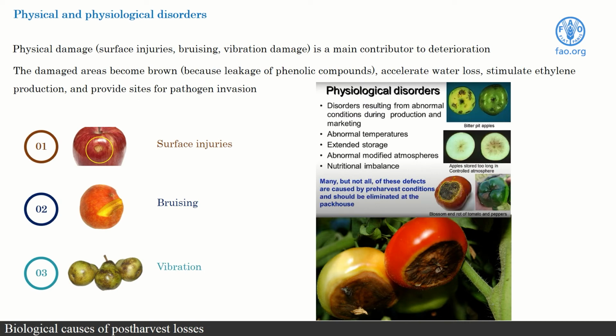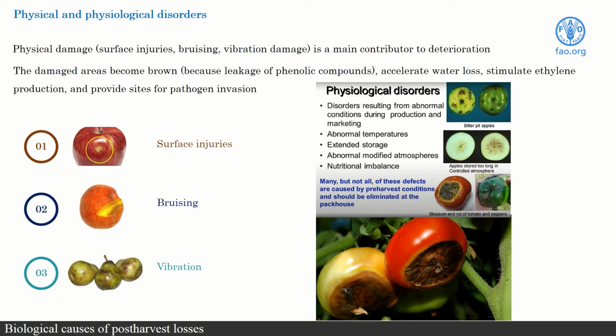The other biological causes of post-harvest losses are physical and physiological disorders. Physical damage includes surface injury, bruising, and vibration injuries. The damaged areas become brown due to the leakage of phenolic compounds, and it accelerates water loss, stimulates ethylene production, and provides sites for pathogen invasion.